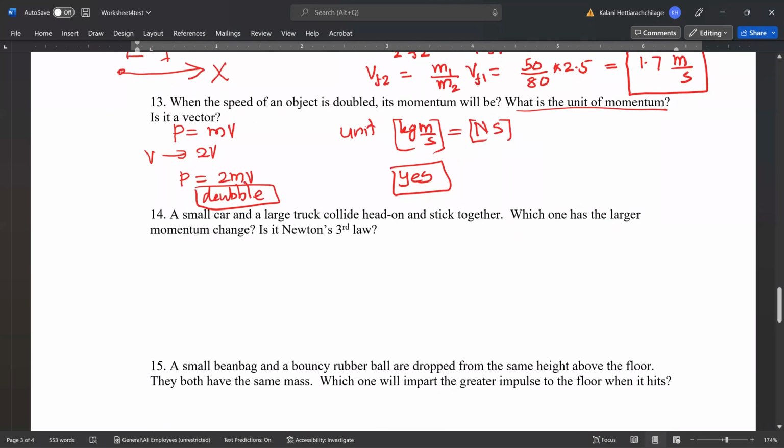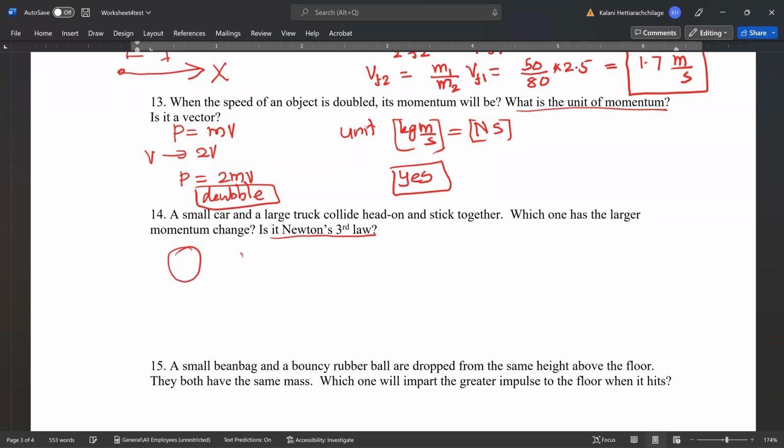Okay, let's move to number 14. A small car and a large truck collide head-on and stick together. Which one has the larger momentum change? Is it Newton's third law? Keep in mind what Newton's third law is: you have equal and opposite force, action equals reaction. When there is an action, there is a reaction. These are equal and opposite. That's Newton's third law. Now, a small car and a large car are going to hit each other.